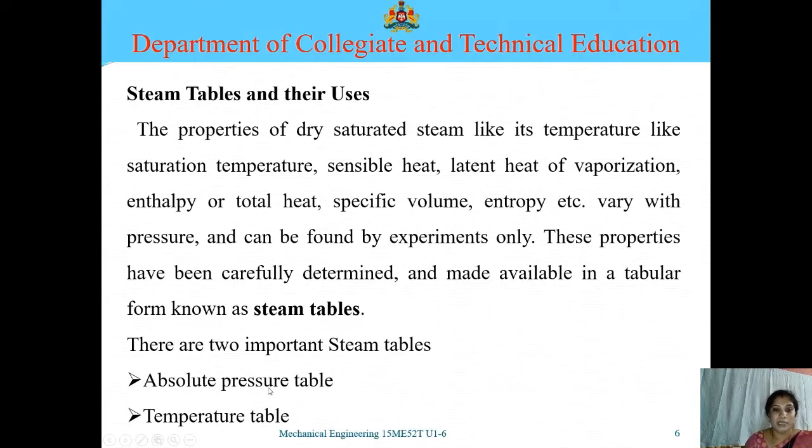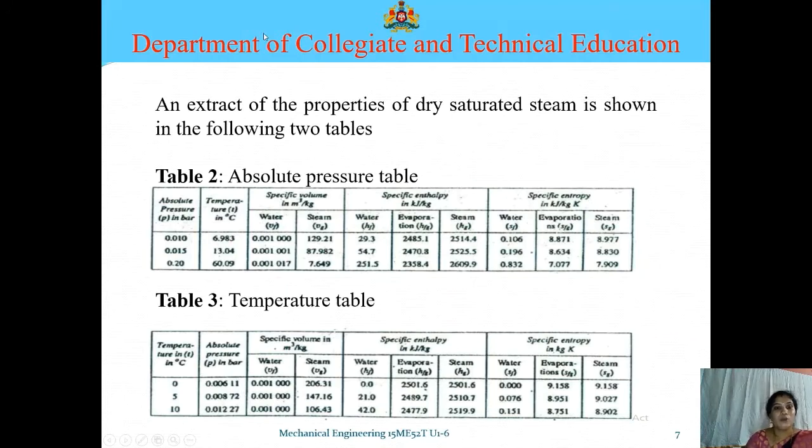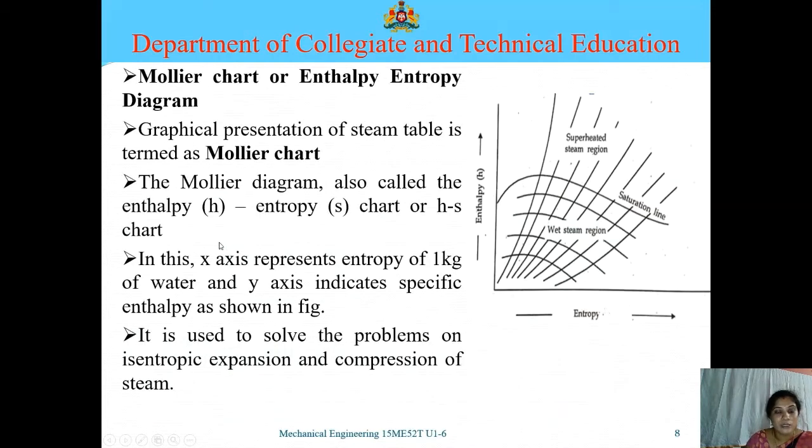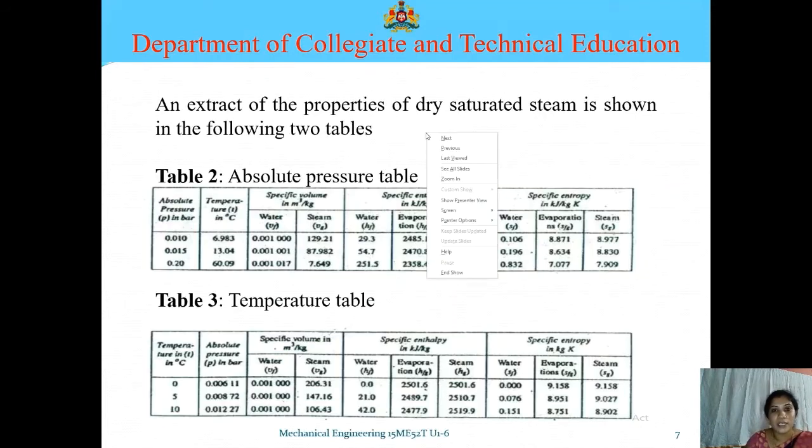In steam tables, we have two types. One is the absolute pressure table and another is the temperature table. The absolute pressure table is one where the first column will be the pressure. That means if we know the pressure, for that corresponding pressure, we can find out the other properties of the steam.